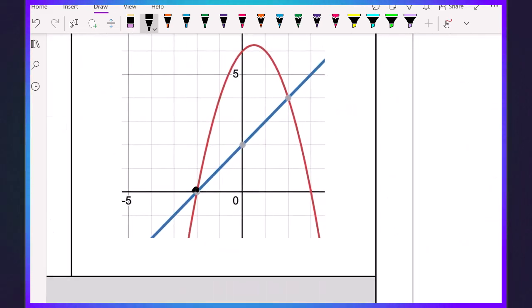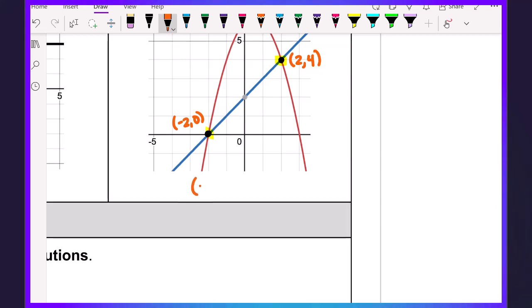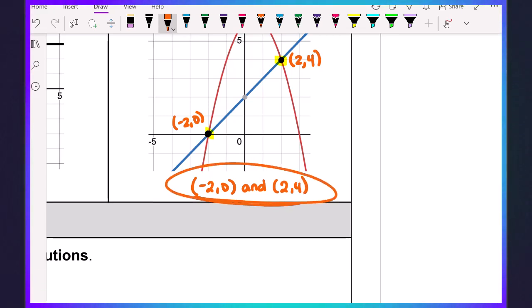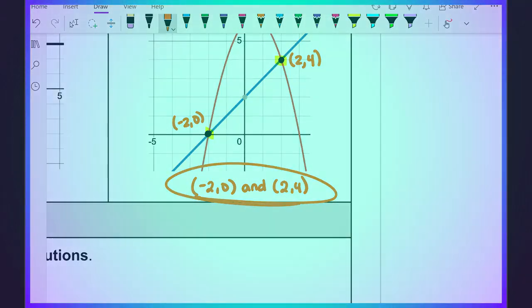And then over here, it looks like I've got two places. Now, it does connect at the x-axis, but it has nothing to do with that. It's just where the two come together, here and here. So this one is over 2, up 4. And this one is left 2, up 0. So I have two solutions at (-2, 0) and (2, 4). Notice how I write both the x and the y coordinate for the solution to a system of equations.